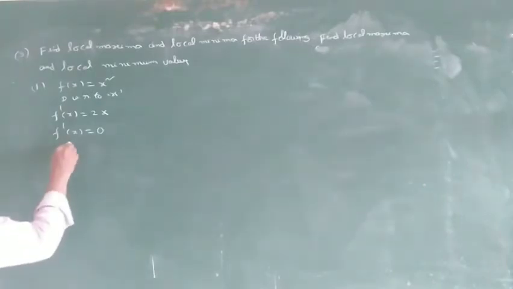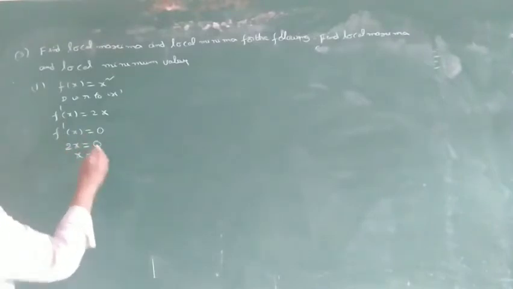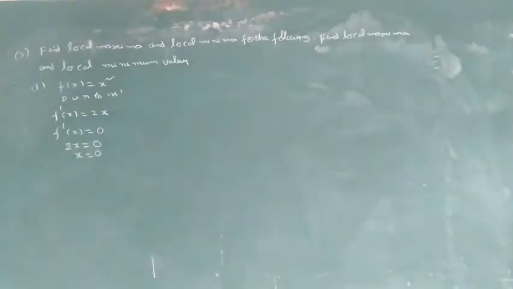We have to calculate f dash of x, and next, f dash of x is equal to 0, and find out the solutions or roots. 2x is equal to 0 means x is equal to 0. Except there is no interval. So what is it, minimum value or maximum value? Which value does that problem have? How to decide?